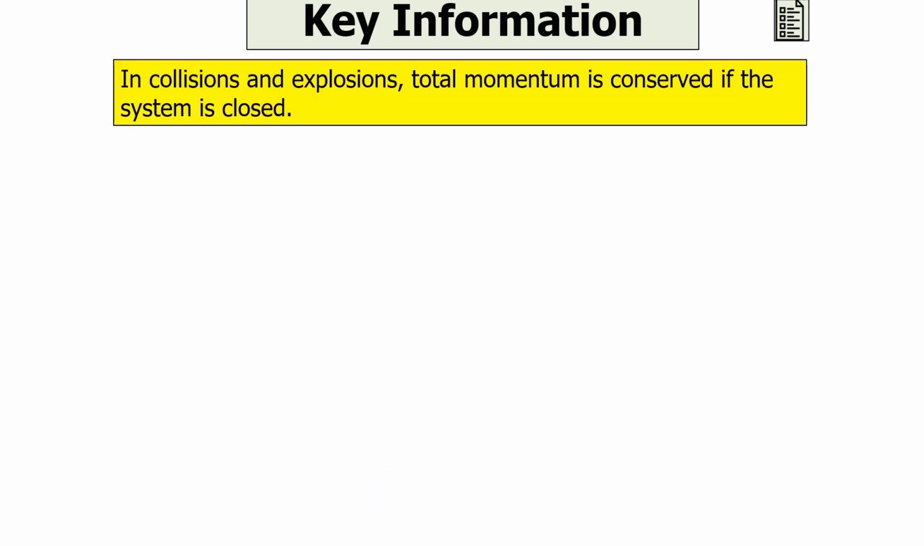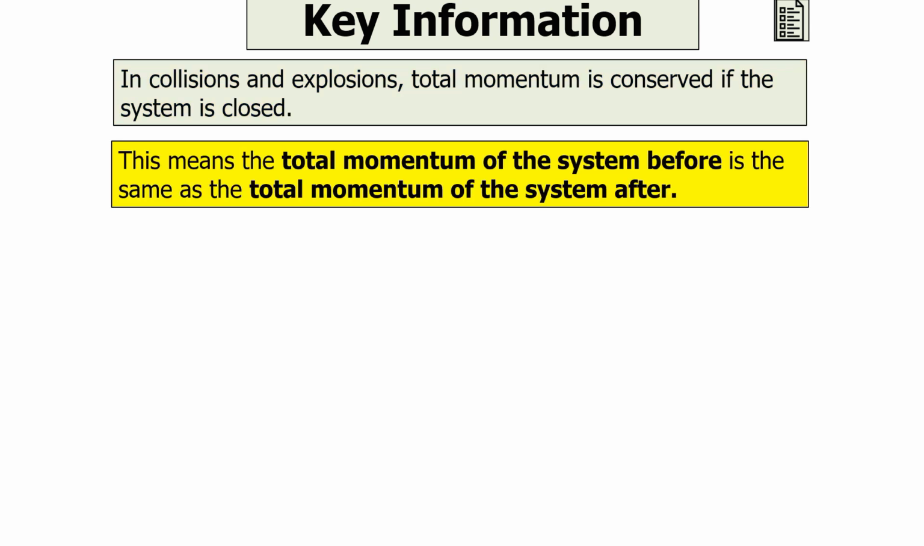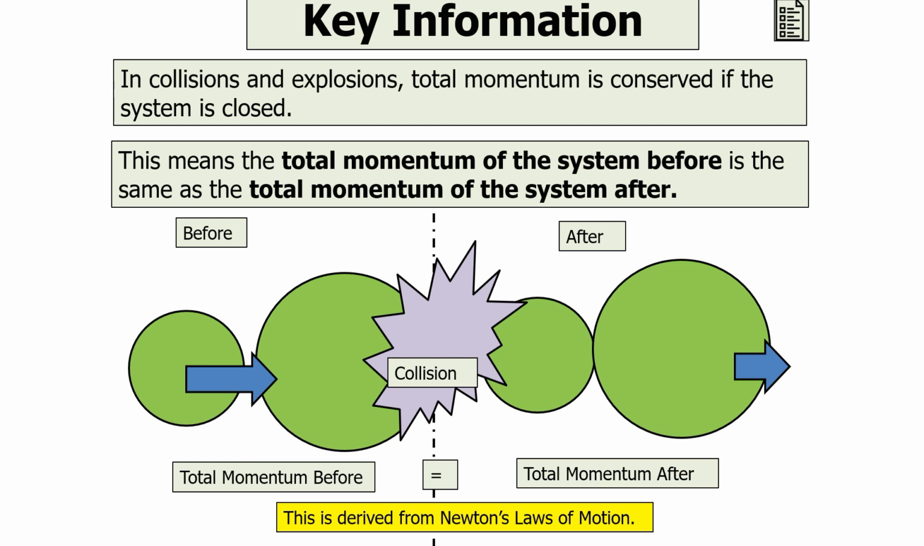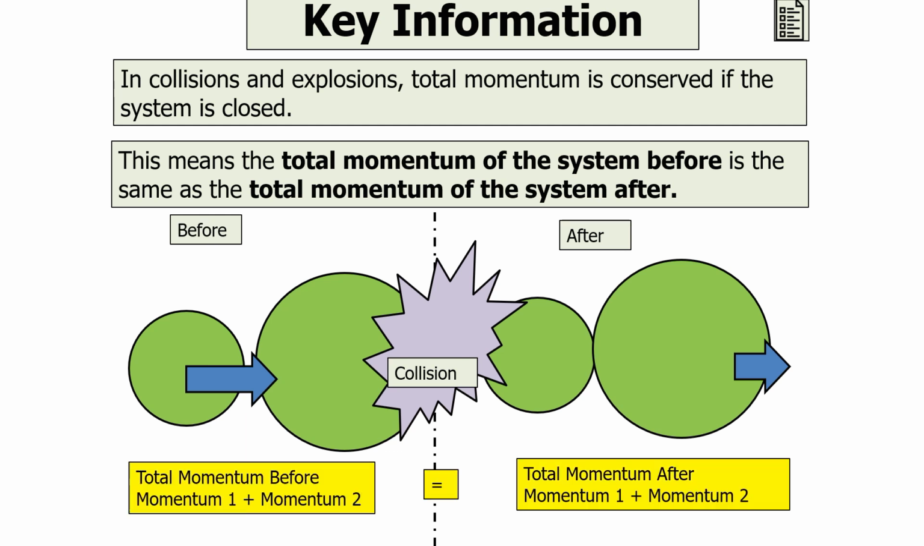Now, in collisions and explosions, the total momentum is conserved if the system is closed. This means that the total momentum of a system before is the same as the total momentum of the system afterwards. So we can say the total momentum before the collision equals the total momentum afterwards. This is derived from Newton's laws of motion. So the total momentum before, which is momentum 1 plus momentum 2, will equal the total momentum after, momentum 1 plus momentum 2.